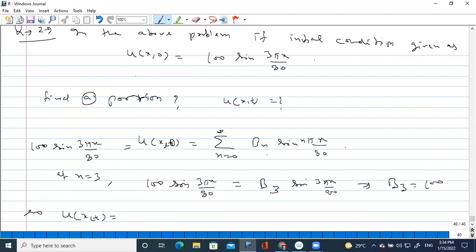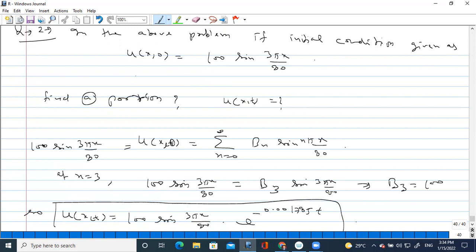UXT will be a summation, though here it will not be a summation because only one term has come. B3 is 100 sin(3 pi x by 80) into e to the power minus 0.001785t. Sir, in the exponent there is n square, so 9 will come in the exponential. Yes, that will be the difference.